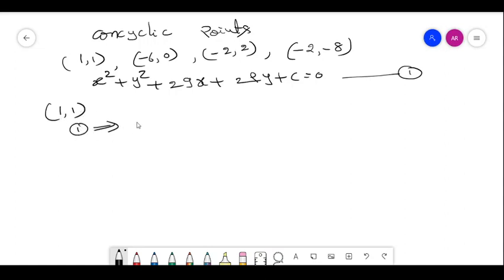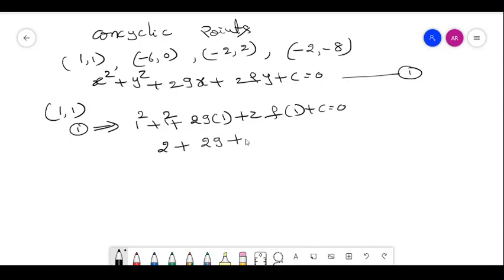1 square plus 1 square, x value is 1 and y value is also 1, plus 2g into 1 plus 2f into 1 plus c is equal to 0. 1 square plus 1 square is 1 plus 1, 2, plus 2g into 1 is 2g, plus 2f into 1 is 2f, plus c is equal to 0. Next, 2g plus 2f plus c, 2 transposing that side, that becomes minus 2. Take it, this is the second equation.